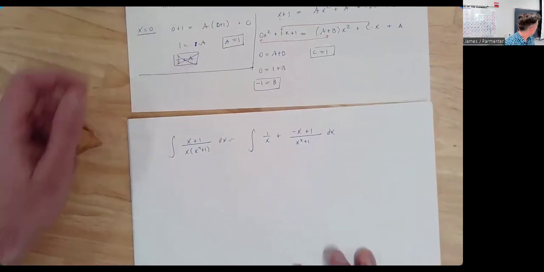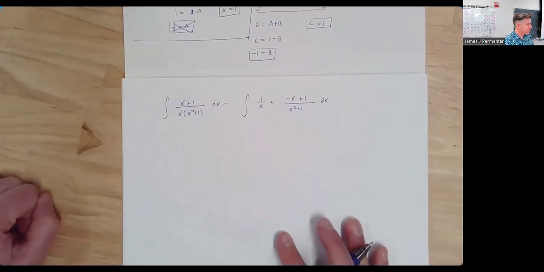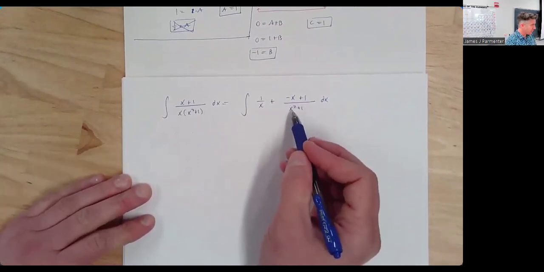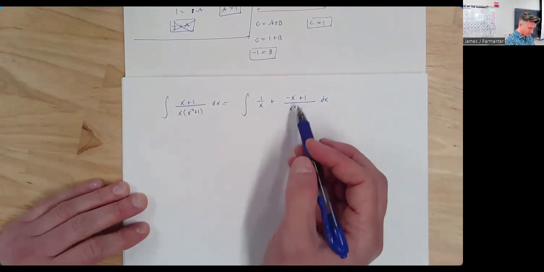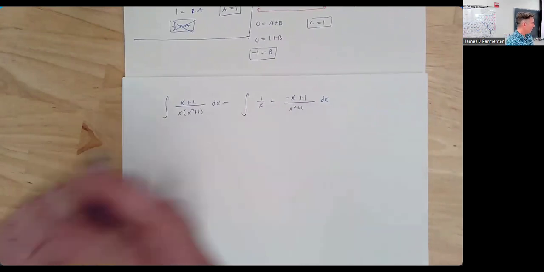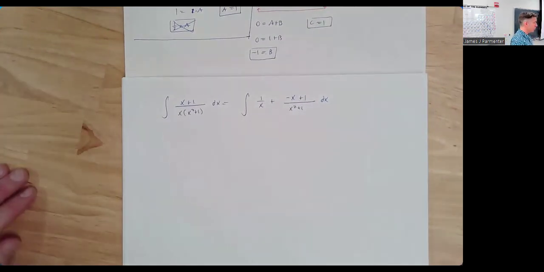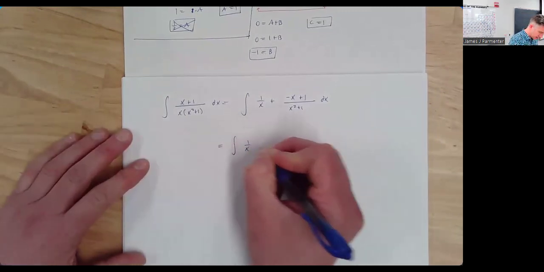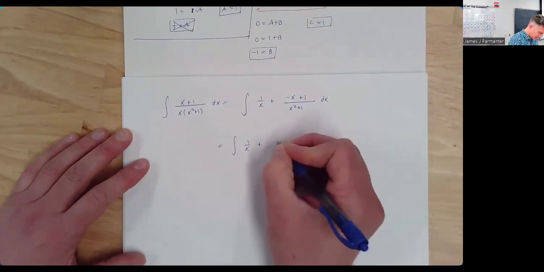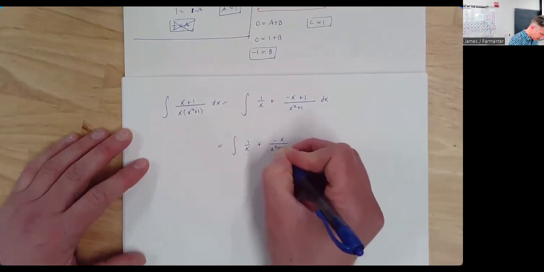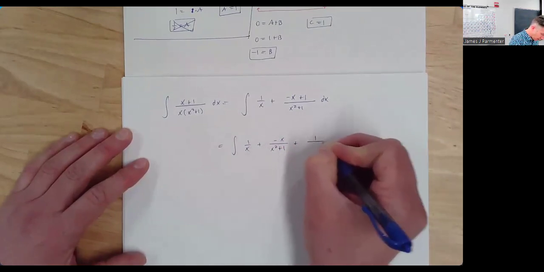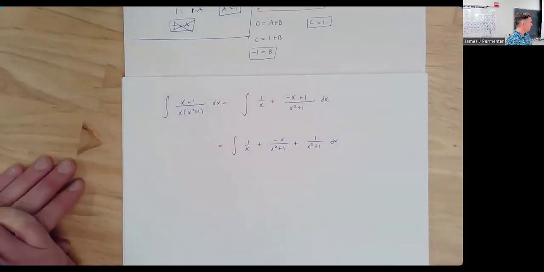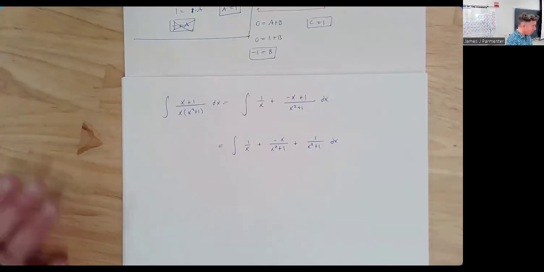So here's what always will happen when you have an irreducible quadratic factor like x squared plus 1, and you have two things on top like that. You have to break it up. There's no choice. You must rewrite this as the integral of 1 over x plus -x over x squared plus 1 plus 1 over x squared plus 1. There's no other option.